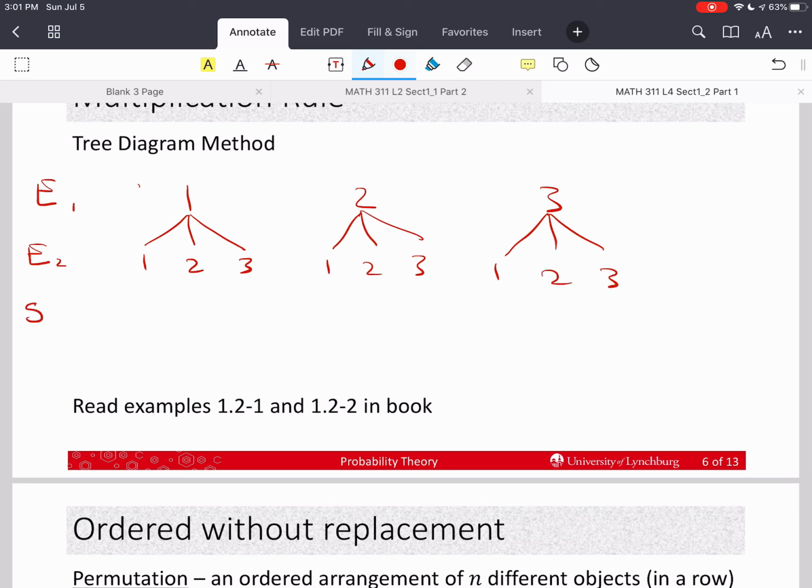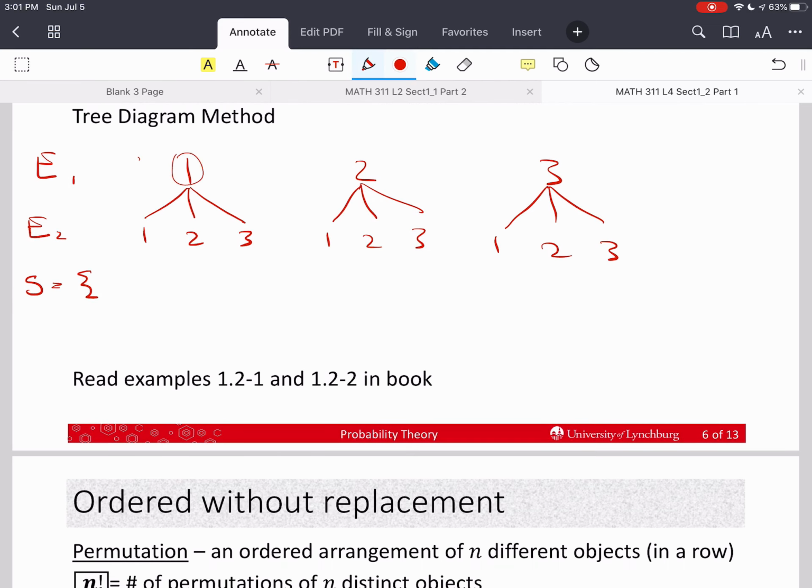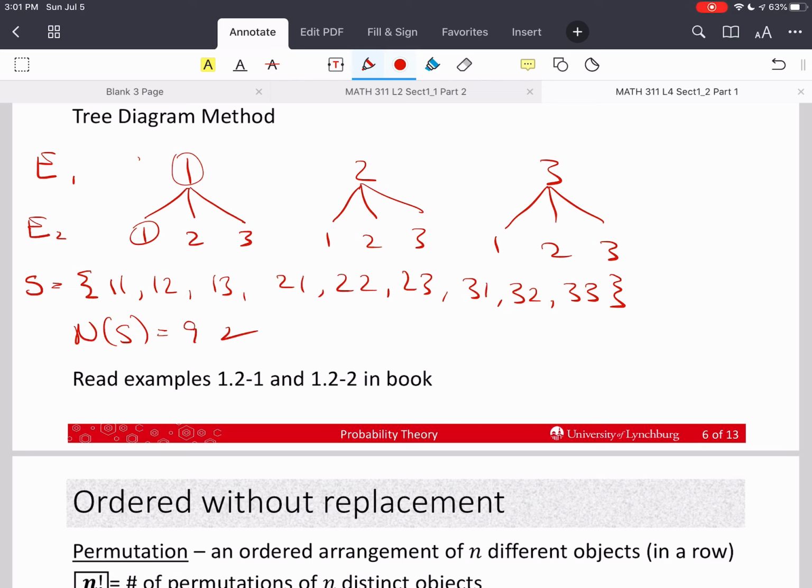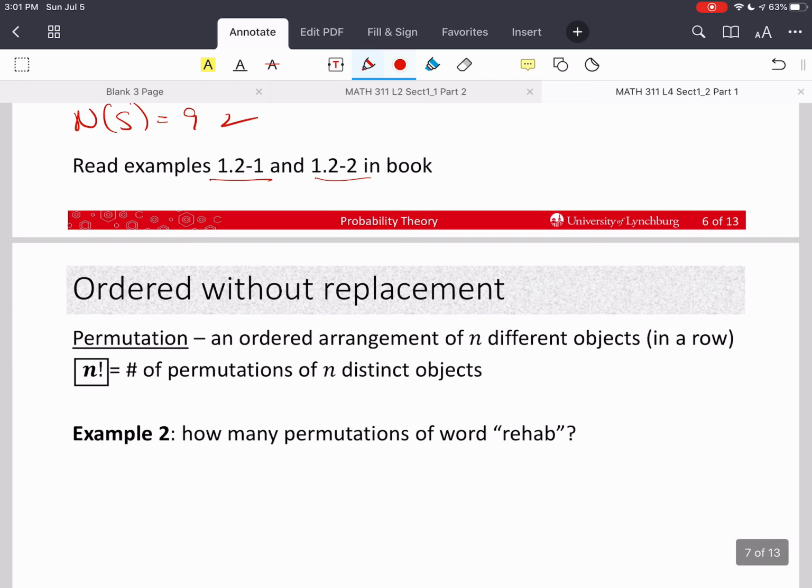So I can easily find my sample space from this experiment E. I simply combine these digits. So I end up with 11, 12, 13, 21, 22, 23, 31, 32, 33. Now, I'm sorry, use a capital N in this class, so N of S is equal to 9. So it's the same as we had up there. So the sample space, the answer, is this set. Please read examples 1.2-1 and 1.2-2 in the book.